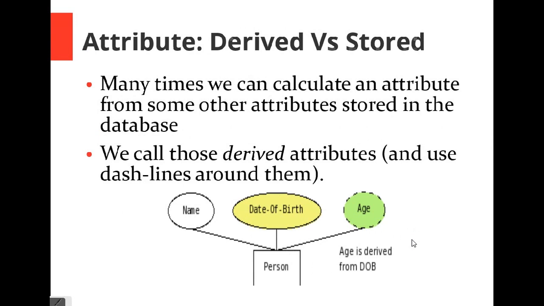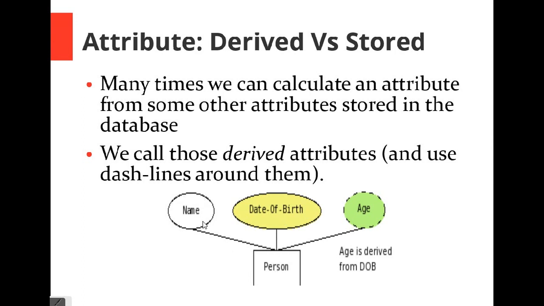Another kind of attribute is the derived or stored attribute. Derived attributes are attributes that can be gotten from another attribute. So if I can compute or calculate the age from a date of birth, then age is a derived attribute, because age can be calculated from the date of birth and from the current date.